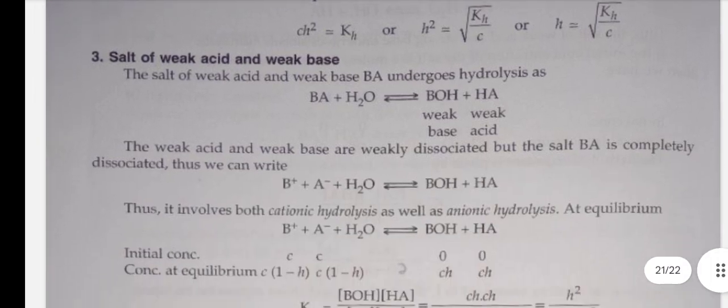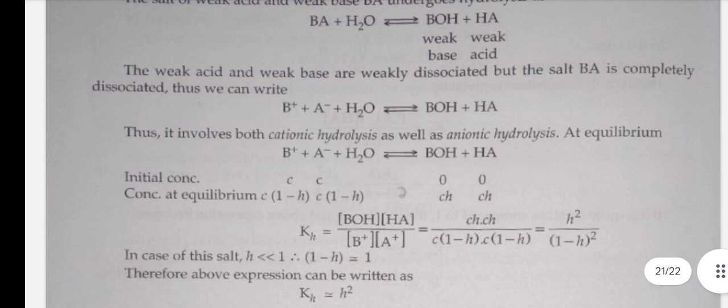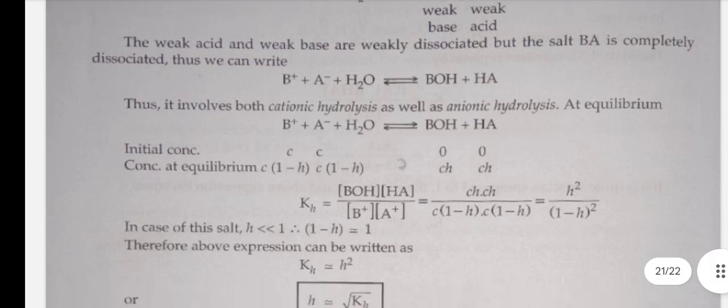Salt of weak acid and weak base. Salt of weak acid and weak base BA undergoes hydrolysis as BA + H2O = BOH + HA. The weak acid and weak base are weakly dissociated, but the salt BA is completely dissociated. Thus it involves both cationic hydrolysis as well as anionic hydrolysis.